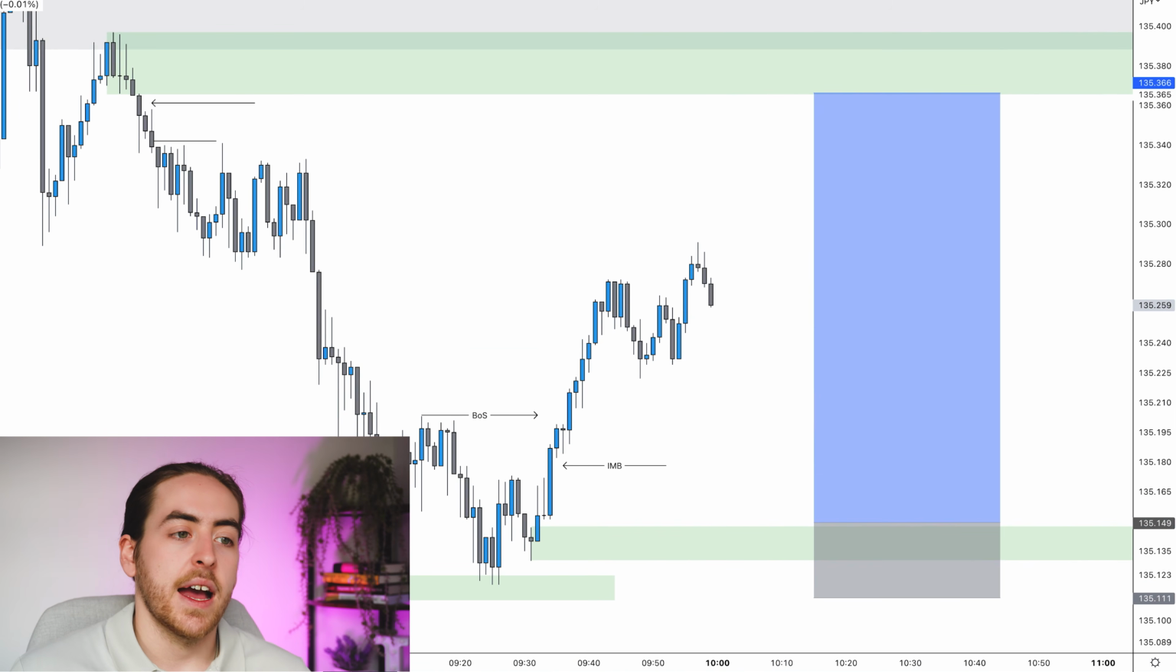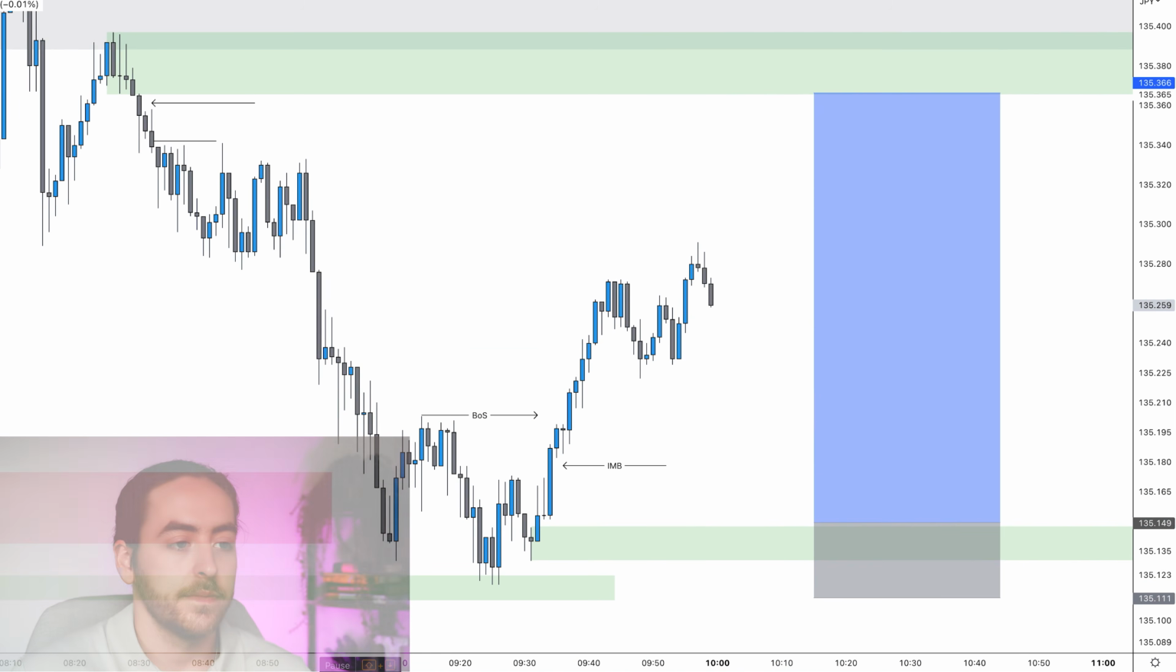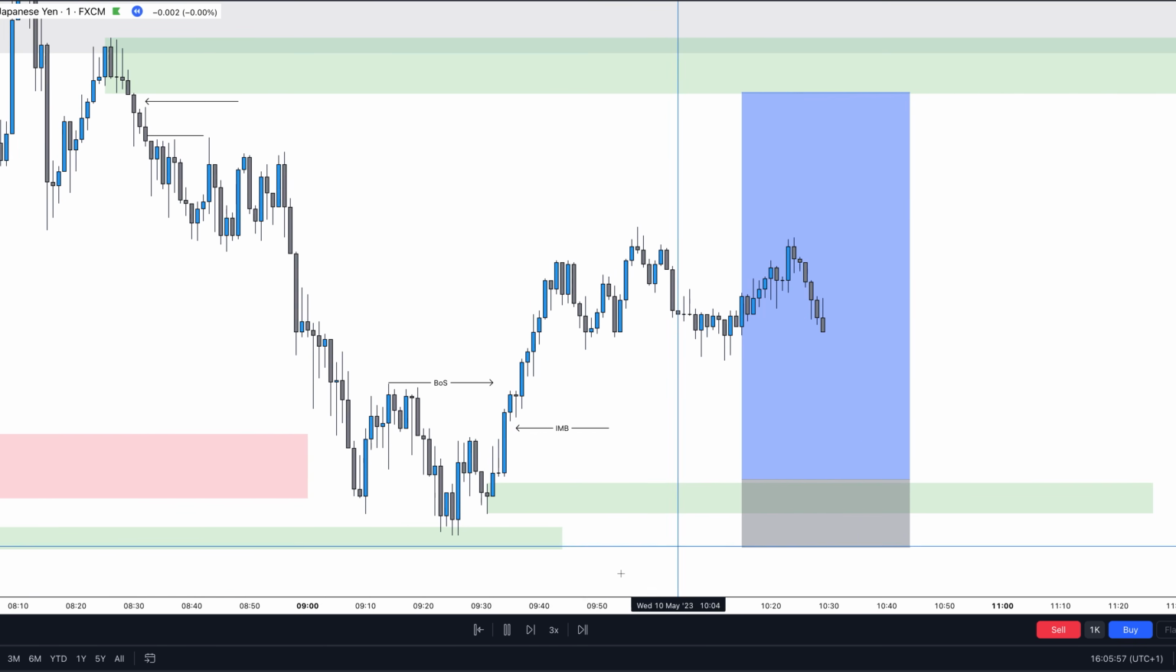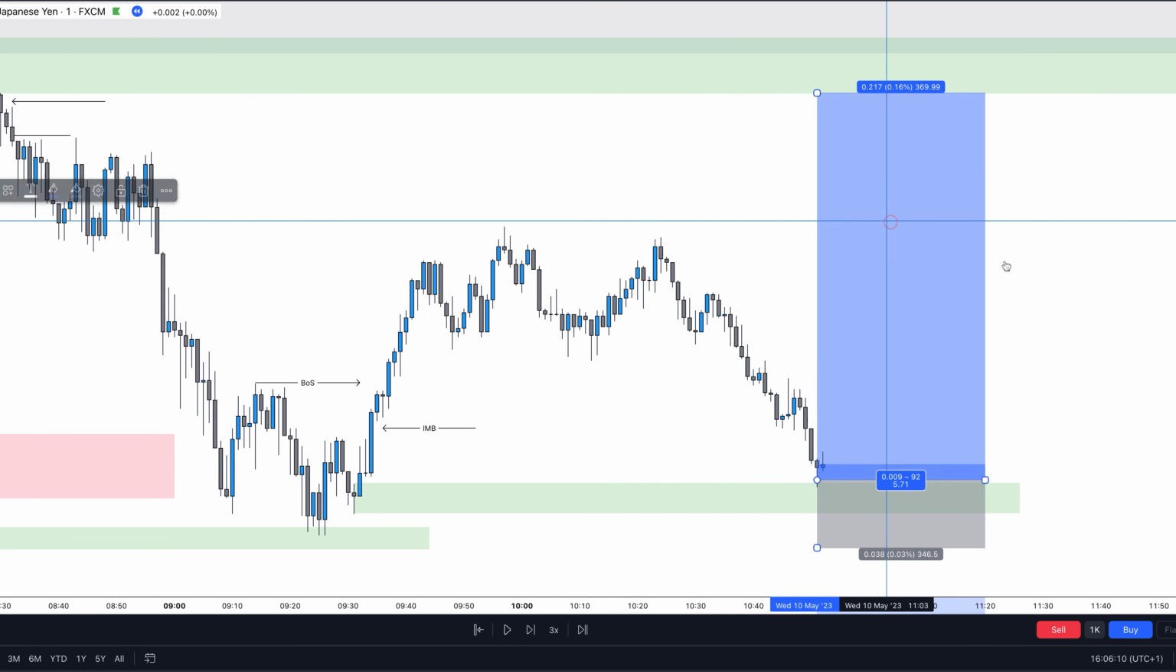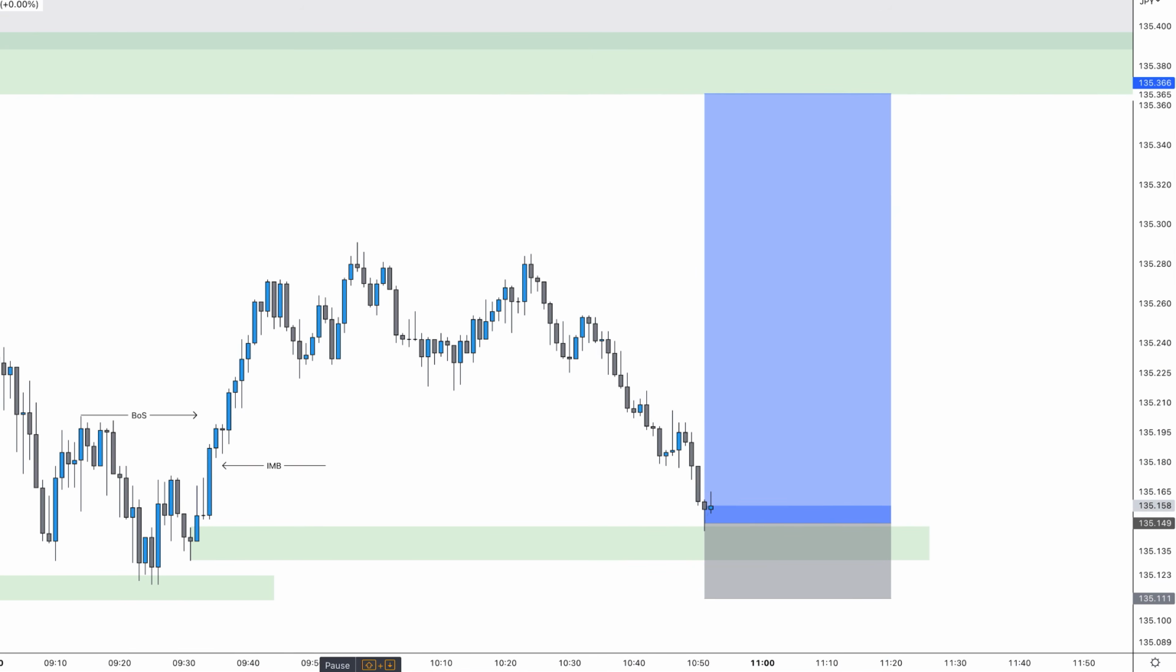So now let's take a look at how that trade played out. Now you can see the entry's been filled.